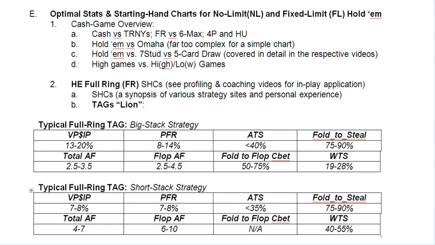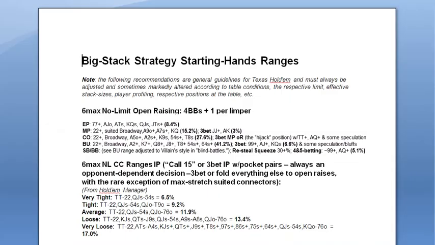Okay, that being said, I'd like to look now at Holdem, HE, the acronym, Holdem full ring games. For the specifics on the starting hand charts, you need to see the player profiling and coaching videos for in-play application, and also the theoretical sections for cash games and tournaments. But in general, what I think we'll do at this point is show you the starting hand charts for six max and full ring. Before we actually get into these stats, as a brief overview, I'll post this brief synopsis that I put together so that you can pause the video and have a look at it in greater detail.